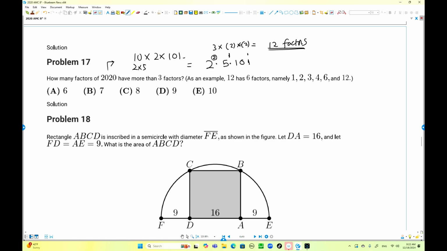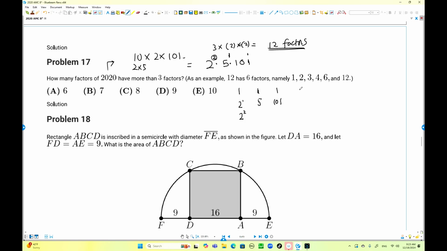If we have only 2 squared, you can use 2 to the 0, 2 to the 1, 2 to the 2, they are factors. 5 is what? 5 to the 0 and 5 to the 1, those are factors. Another one also 5 to the 0, that is all 1, right? Actually, this is all 1. And the 101, okay? So how many factors? You can count over here.